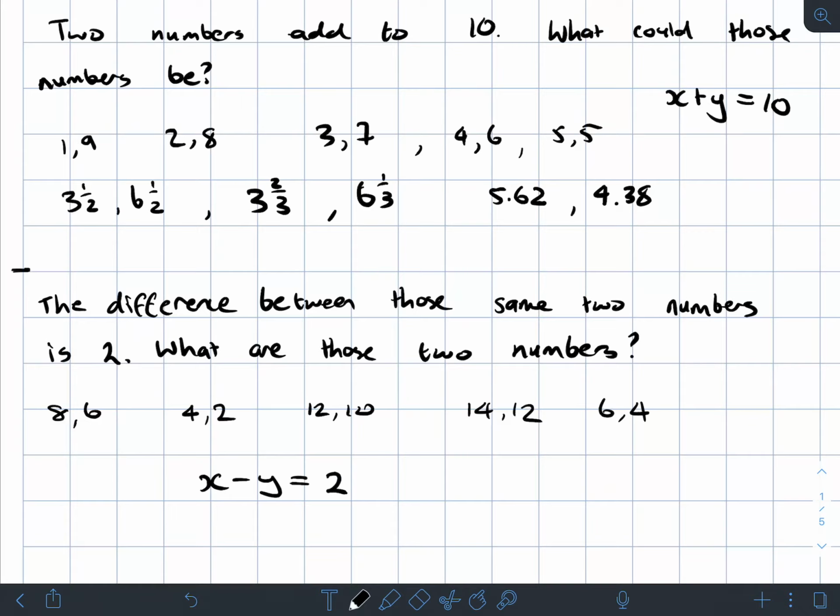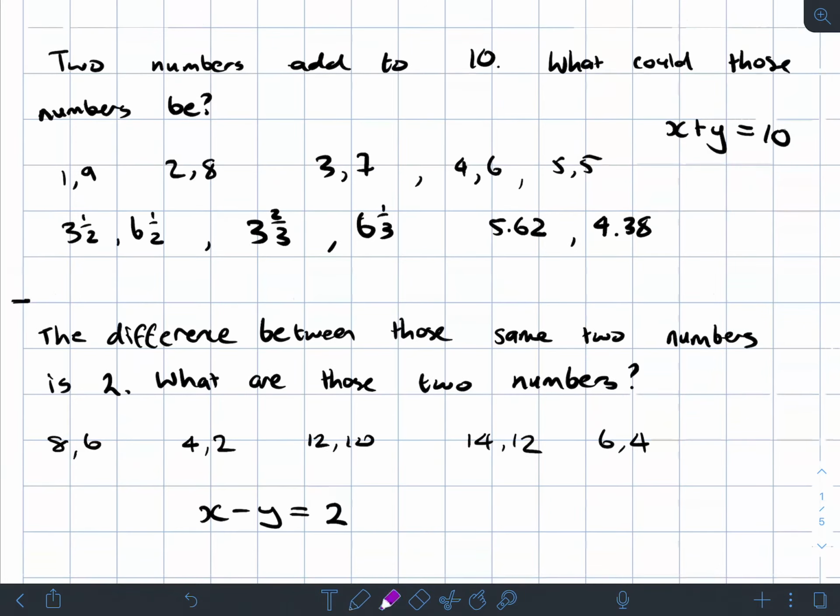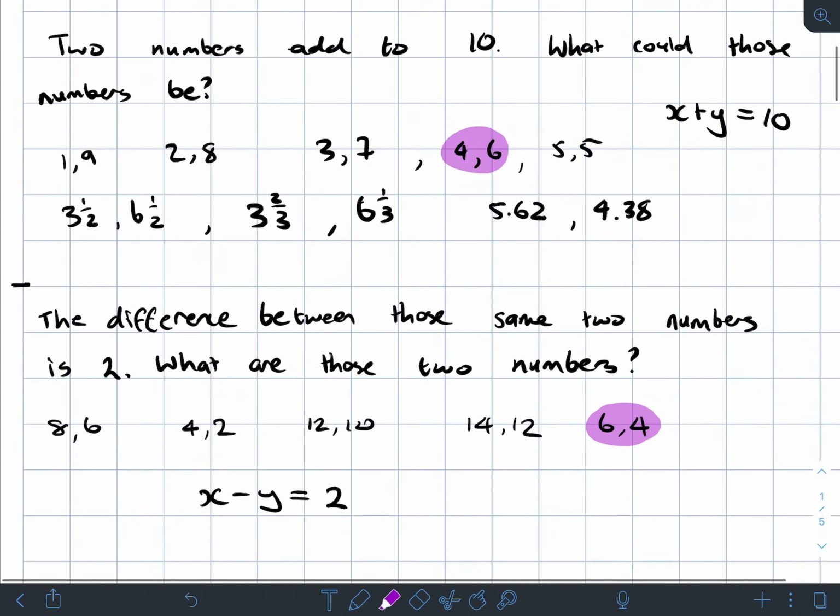Now, given these two conditions, what must those two numbers be? Well, we have a look at our different possibilities up here. There are only one set each that actually match this condition. 4 and 6. Those are the only two numbers which actually fit this.